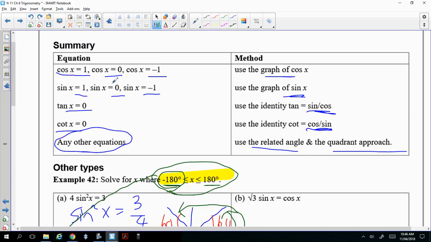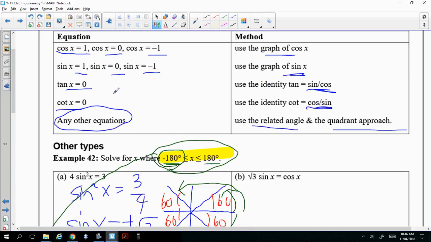Equation, make sure you look at the summary. Remember, when it is cos x equal to 1, 0, or -1, you have to use the graph of cos x. If it's sin x equal to 1, 0, -1, you have to use the graph of sin x. If it's tan x equal to 0 or cot x equal to 0, use the ratio sine over cos or cos over sine. Any other equations, use the related angle and the quadrant approach.